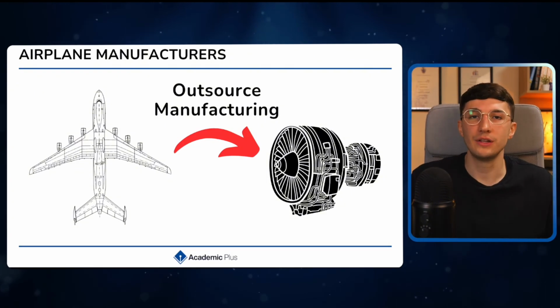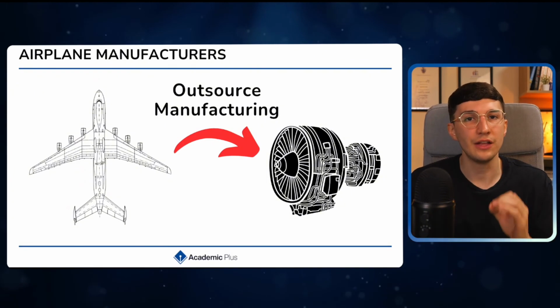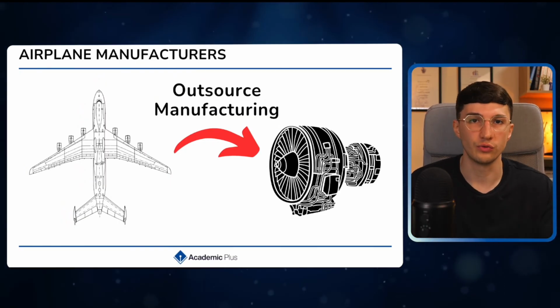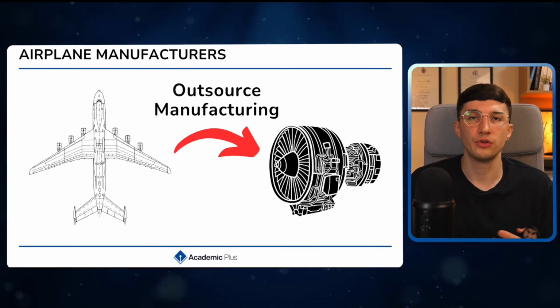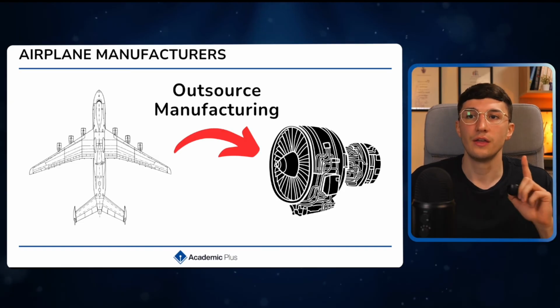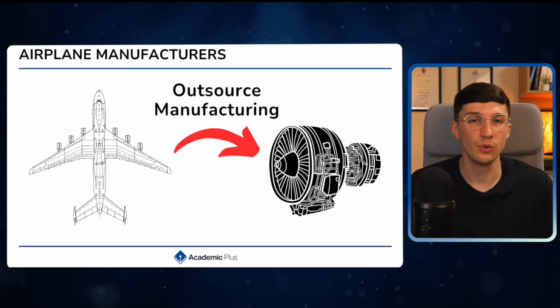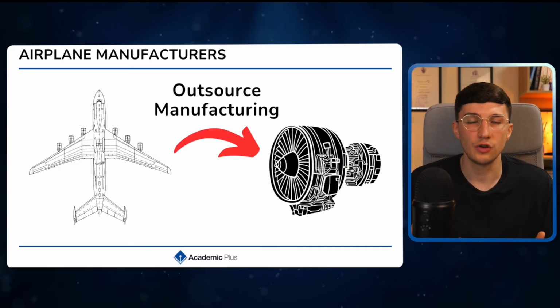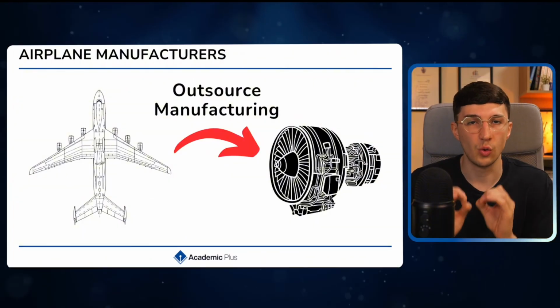Now, a great example is that Boeing outsources the engine manufacturing to companies like Rolls-Royce. So rather than Boeing producing every single component, they're using other companies to do so for them, which can be quite good because it allows companies like Boeing to focus on their core competencies.